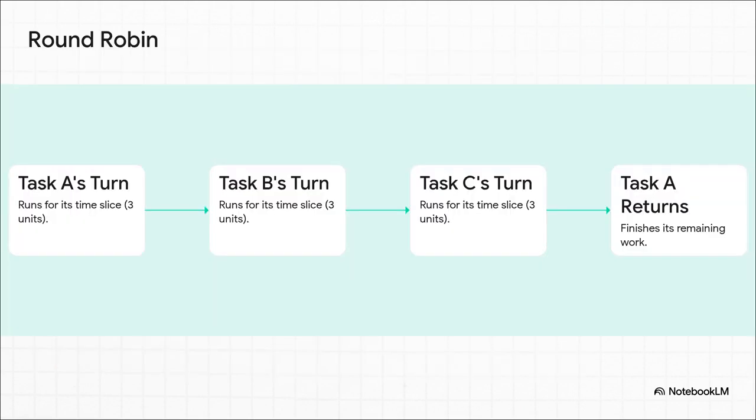And one of the simplest, fairest ways this head chef runs the kitchen is with a technique called round robin. It's super simple, really. Everybody gets a small, fixed amount of time on the stove. We call it a time slice. So task A gets its turn, then task B, then task C. And if a task, like A, isn't done yet, no problem. It just gets back in line and waits for its next turn. See? No one gets to hog the stove.